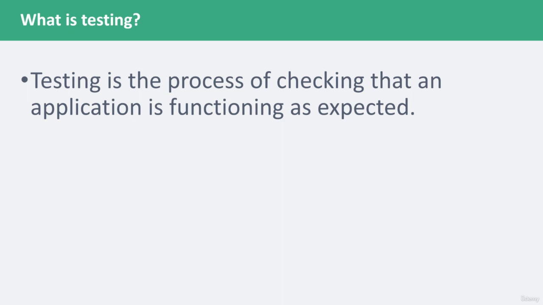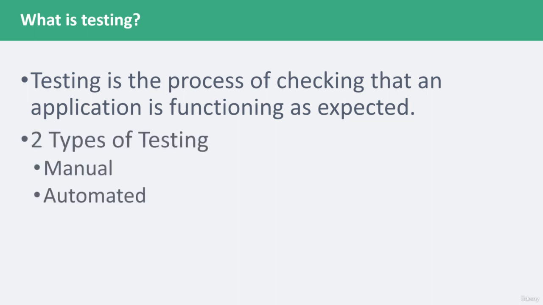What is testing? Testing is the process of checking that an application is functioning as expected. For example, if a user clicks the login button, the authentication component should open on the page. The interactions users have with our application will change its behavior. Testing will help us verify that the correct behavior always occurs. The thing about testing is that there are different techniques. There are two main approaches to testing your applications. There's manual testing and automated testing.